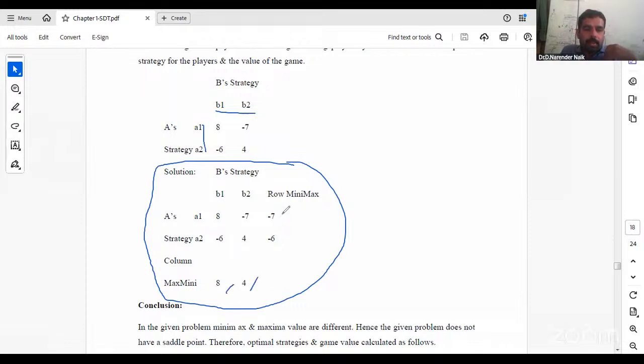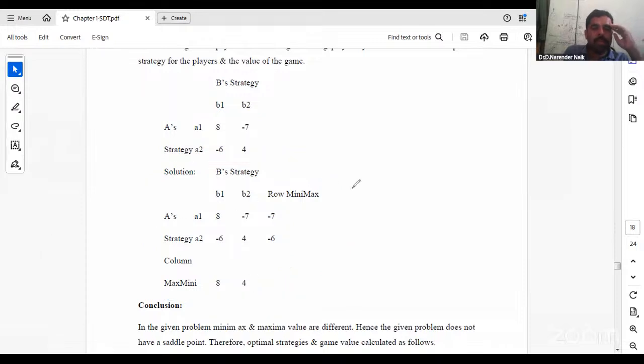Okay, so this side and this side, if you observe carefully, the same number is not repeated. Then we can say that no saddle point exists here. So in this situation, what do we have to do?